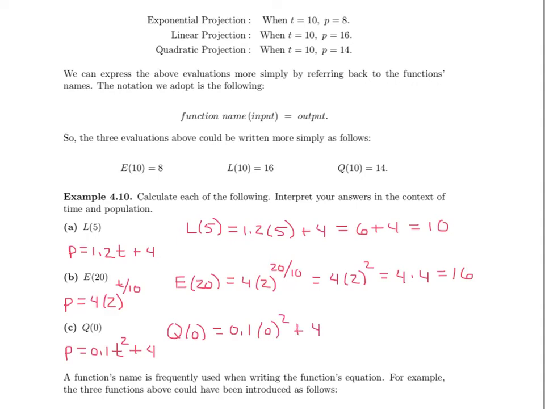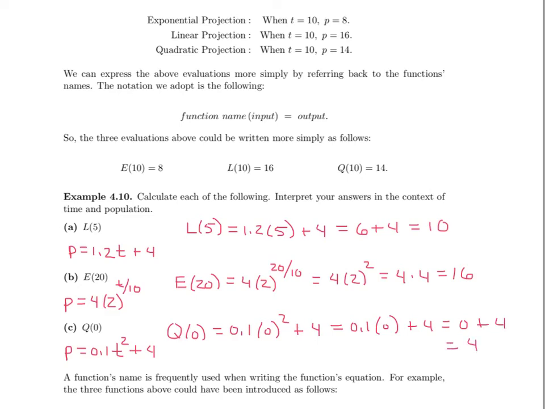Now we use order of operations to simplify. Order of operations would stipulate that we perform our squaring first. 0 squared is 0, so we have 0.1 times 0 plus 4. Next we perform our multiplication. 0 times 0.1 is 0, so we arrive at 0 plus 4, which of course is 4.